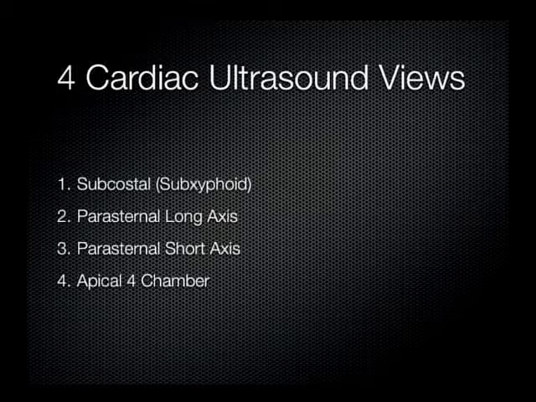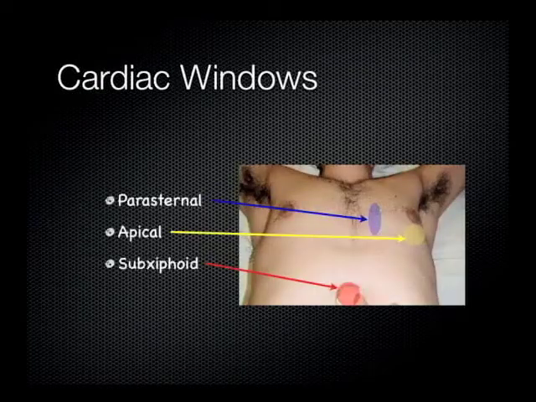So in order to image the heart in three orthogonal views, four basic transducer planes will be obtained: a four-chambered subcostal or subxiphoid view, the parasternal long and short axis, and the apical four-chamber view. Because the heart is surrounded by air-filled lungs, and air interferes with the transmission of ultrasound waves, there are only a few windows that allow us to peek into the heart.